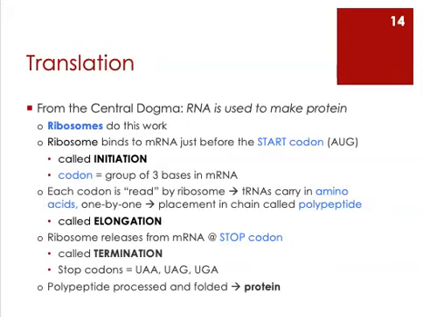Now, the ribosome doesn't read one base at a time. Instead, it reads groups of 3 bases. We call those groups of bases codons.